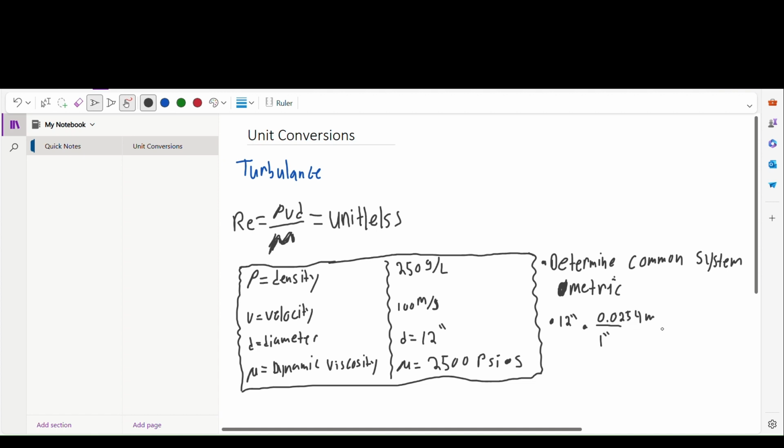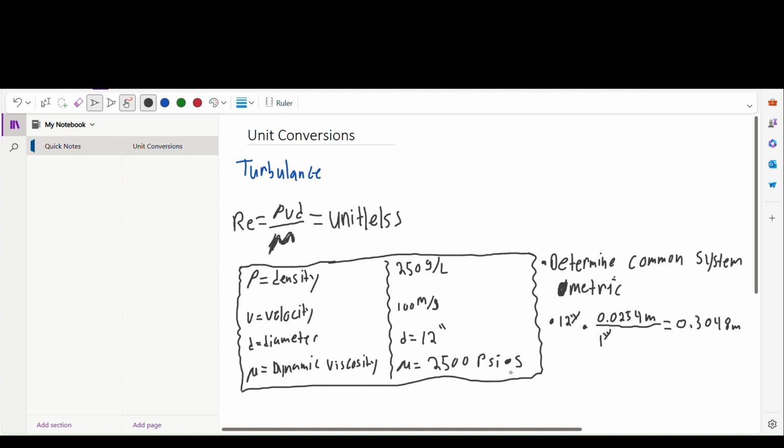0.00254 meters. Inches go away, inches go away. You are now left with 0.3048 meters. And now you have PSI.